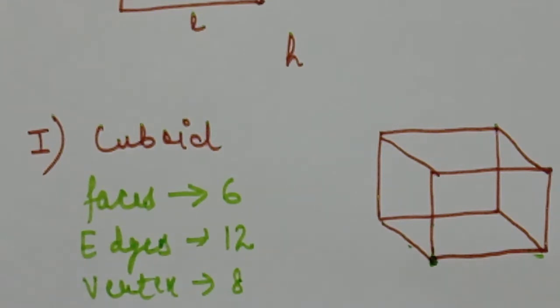Now students, the most common and easy example of a cuboid is a classroom, or your bedroom, or your drawing room. The common example is a room, because in our room we always have 3 dimensions: length, breadth and height, and in our room we have 6 rectangular faces.